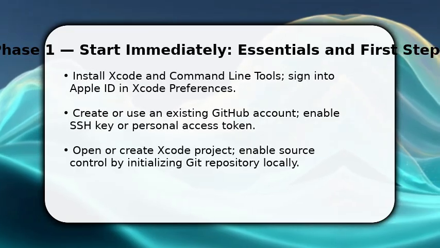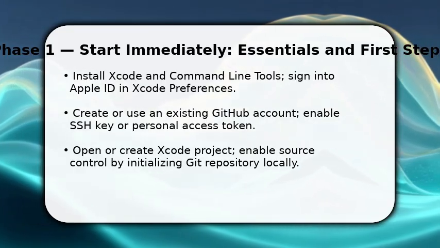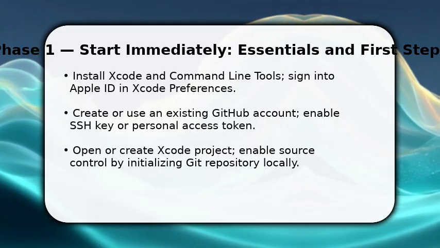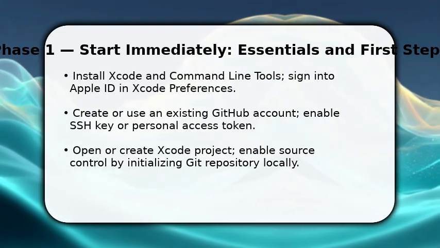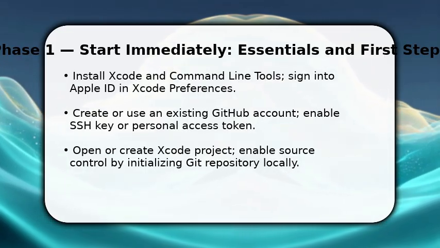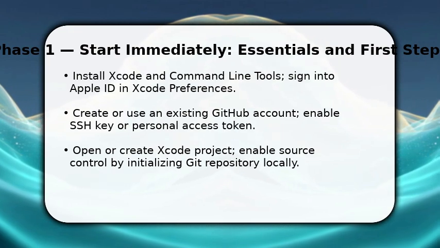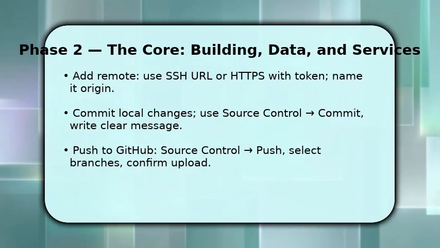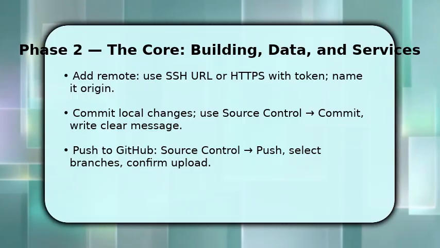Now open your project in Xcode and initialize the local Git repository via source control. Create an initial commit. This gets you into version control immediately, so you can push to GitHub in the next steps without backtracking. Next, connect your local repo to GitHub by adding a remote named origin.